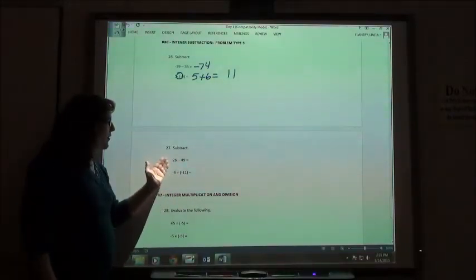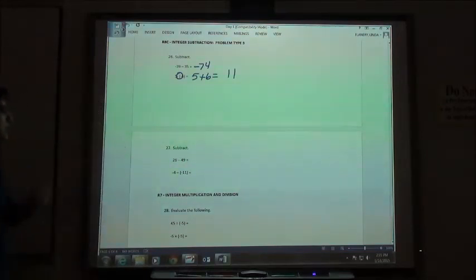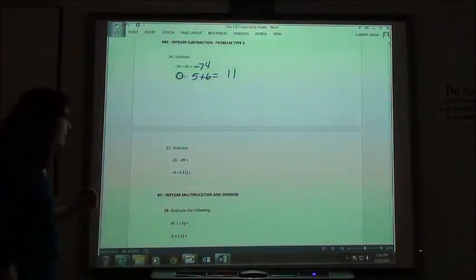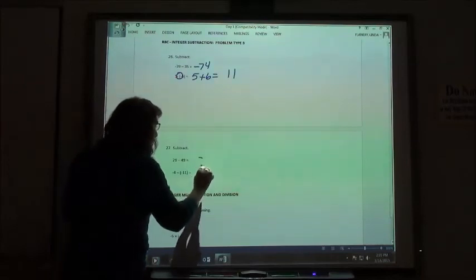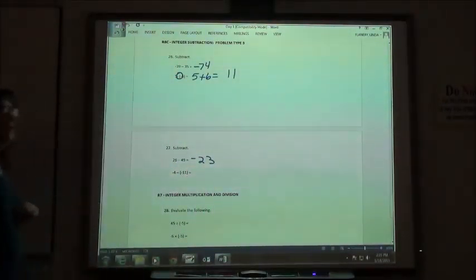27, here's one. The first number's positive. I'm going to subtract 49. So since my signs are opposite, I'm going to subtract and take the sign of the larger one. If I subtract, I get 23. The larger number has a negative in front, so negative 23.